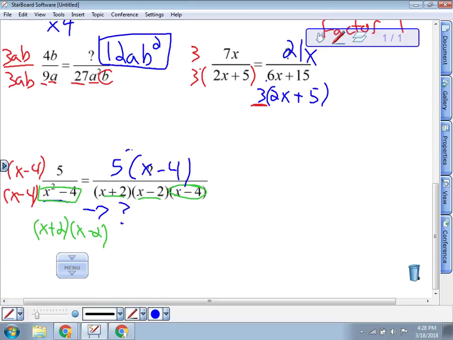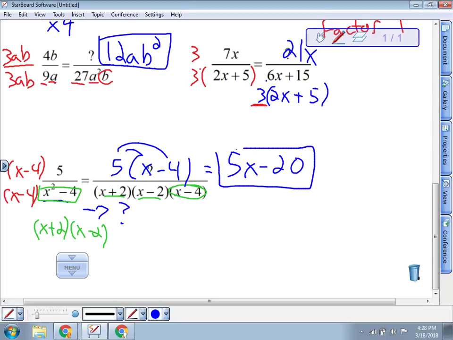You can write it like that, or you can distribute that. You can equal 5x minus 20. So either one of those answers would be correct. So that's how you find least common denominator and equivalent ratios.